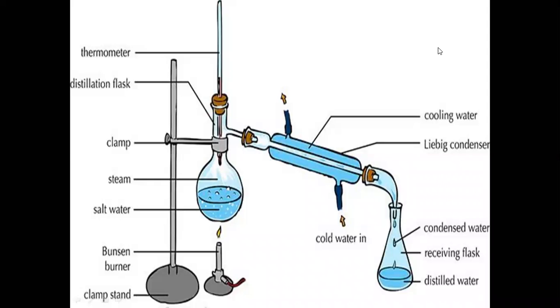First, take the salt water mixture in a distillation flask. This is the distillation flask, and fit it with a thermometer. This is a thermometer. We arrange the apparatus as shown in the figure. So, first we arrange the apparatus in this model. Now, heat the mixture slowly, keeping a close watch on the thermometer.